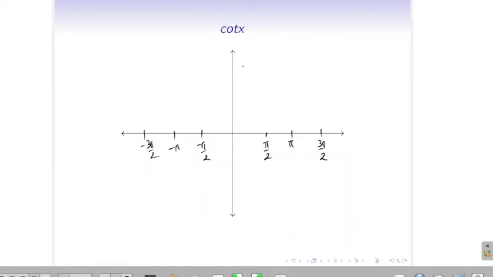Now let's talk about cot x. The graph of cot x goes like this. At pi by 2 it becomes 0, and then it has an asymptote at pi. Asymptote means the graph of the function will go closer and closer, but it will never touch that line.